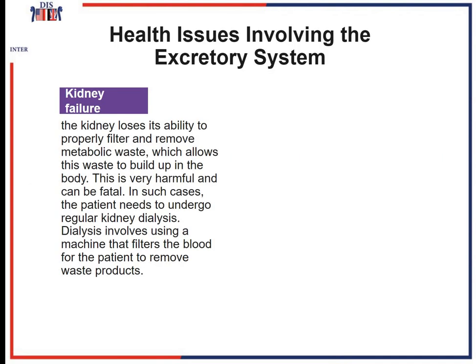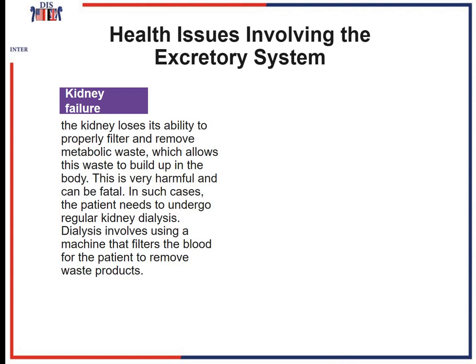What are the health issues involving the excretory system? We have kidney failure. In kidney failure, the kidneys are no longer able to work. They cannot filter. The main function of the kidneys is not to produce the urine. The main function is to filter my blood from the toxic materials, from the urea. I need to remove this urea. So when the kidney is unable to do this, it has lost its ability to filter the blood from all the toxic materials, from the metabolic waste. So this is kidney failure.